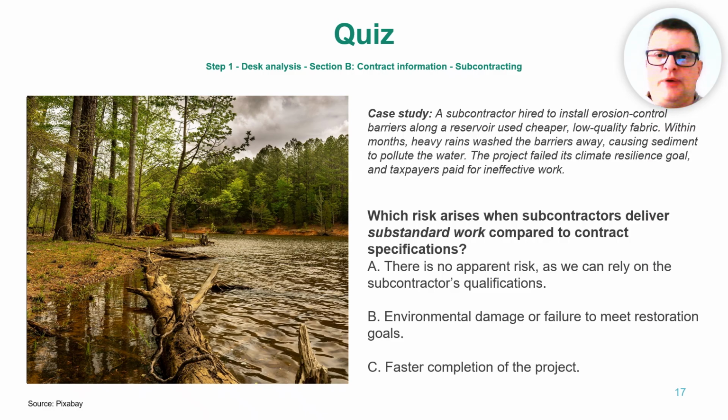Which risk arises when subcontractors deliver substandard work compared to contract specifications? Here you can see possible answers. A. There is no apparent risk, as we can rely on the subcontractor's qualifications. Answer B. Environmental damage or failure to meet restoration goals. And answer C. Faster completion of the project. Take your time, don't hurry, I'll give you 30 seconds to answer.